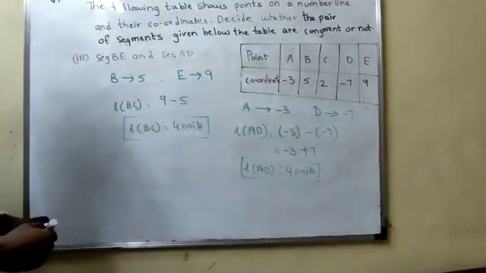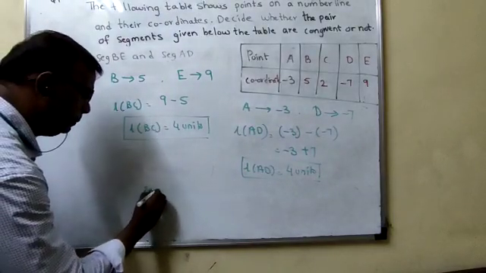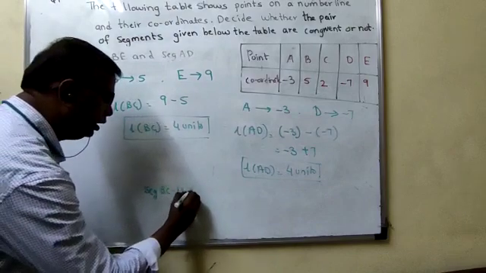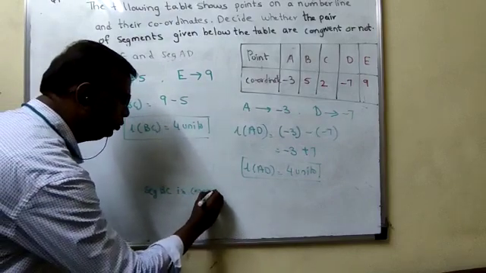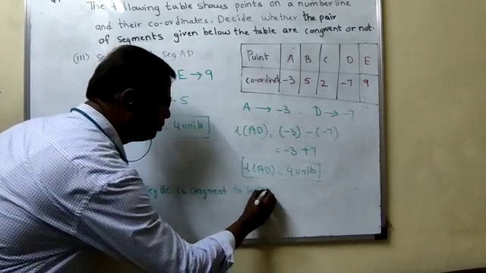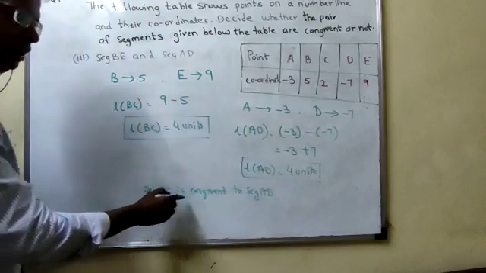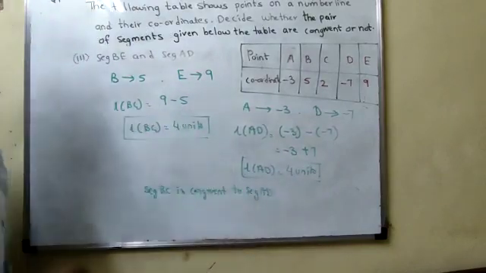Are they congruent or not congruent? They are congruent. Therefore we can say segment BE is congruent to segment AD, because both their distances are the same. Any doubts, students?